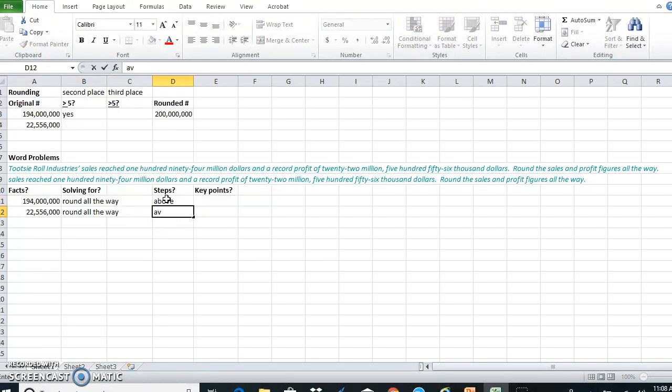Doing the steps up in our other little grid. So now we do the same thing. Can we turn the 2 into a 3? Well, let's see. The number directly to its right is not greater than or equal to 5. So that is a no.